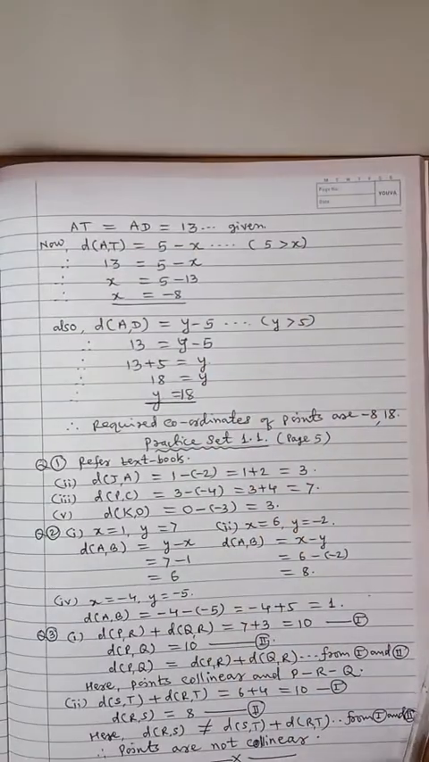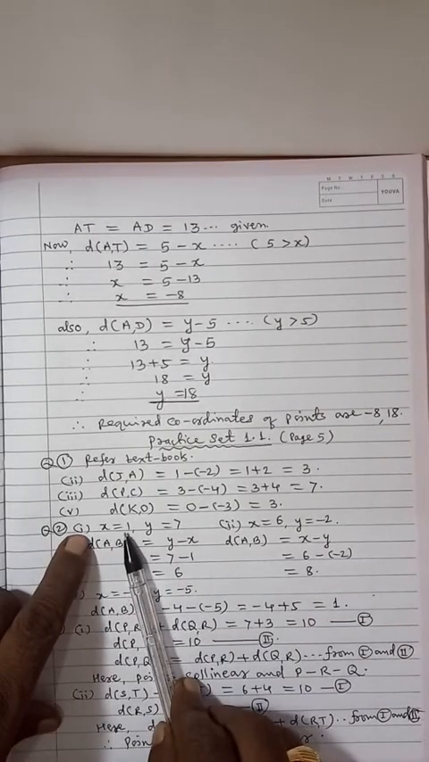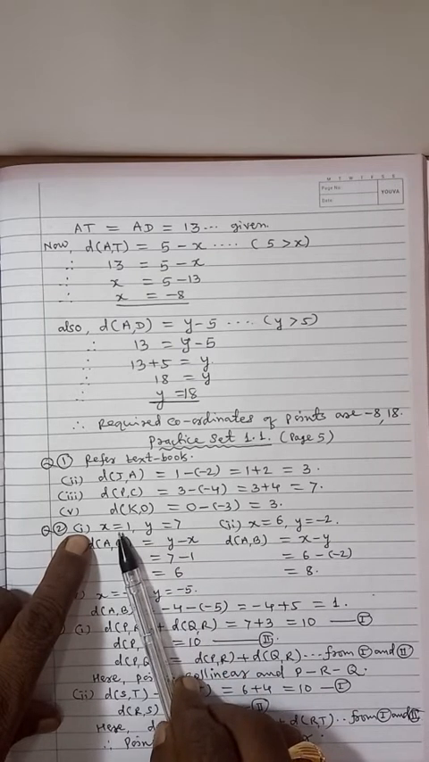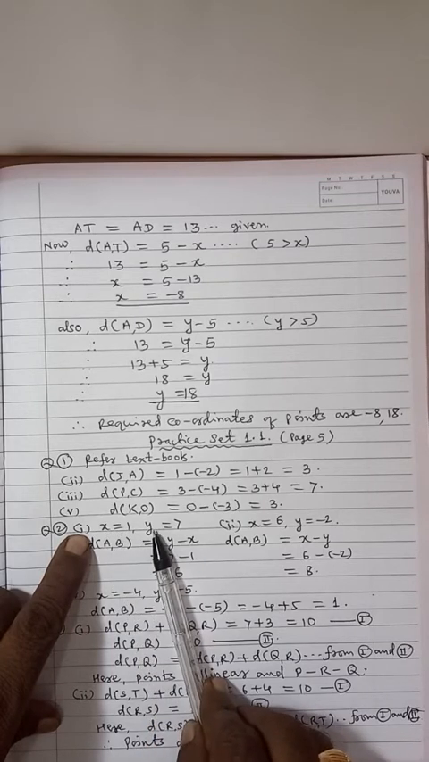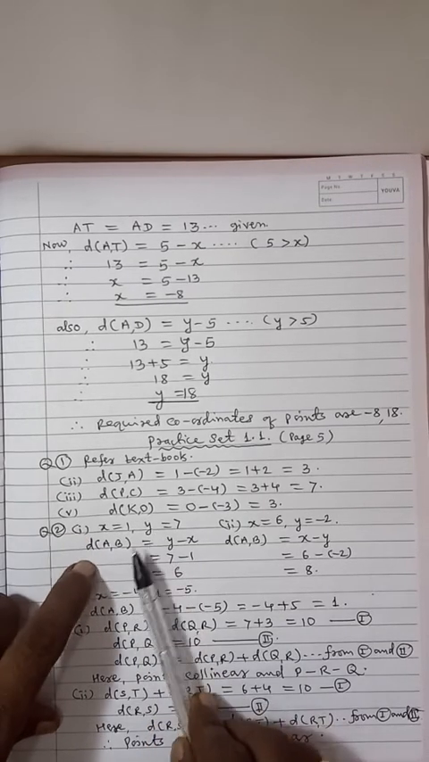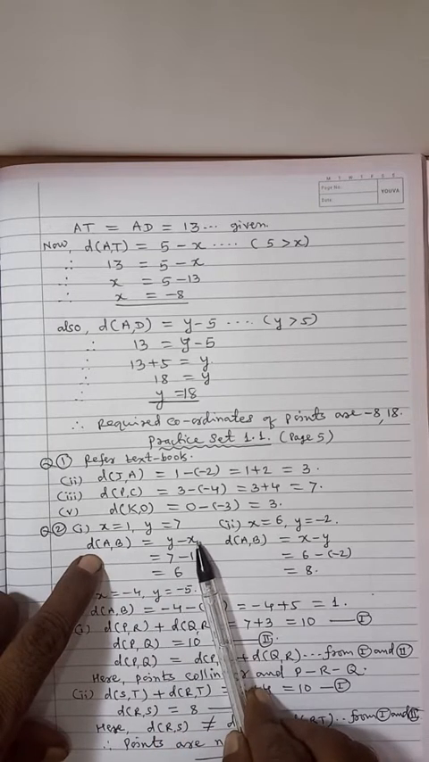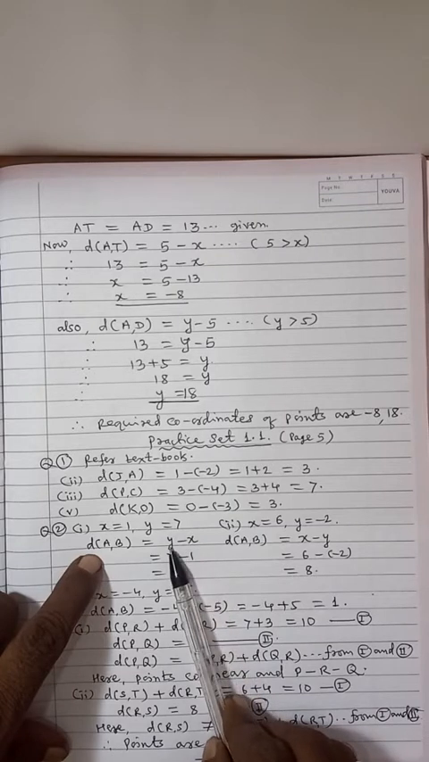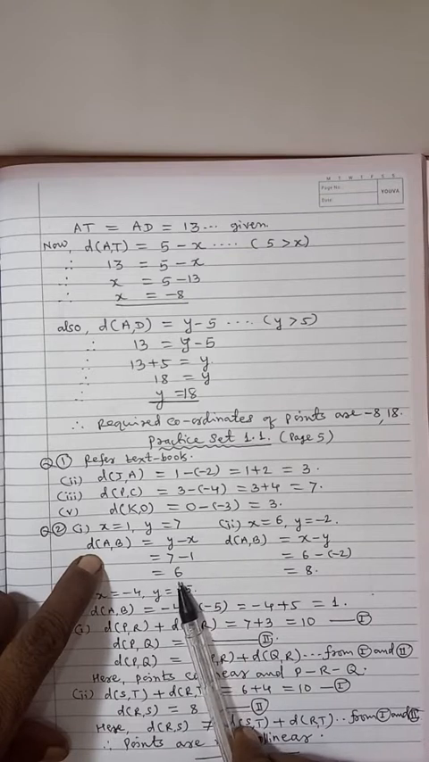So see here, question number 2, sub question number 1, X is equal to 1, Y is equal to 7. X is the coordinate of point A and Y is the coordinate of point B. So distance AB is equal to Y minus X. Subtract the smaller coordinate from the greater. So 7 minus 1 gives us 6. So distance AB is equal to 6.